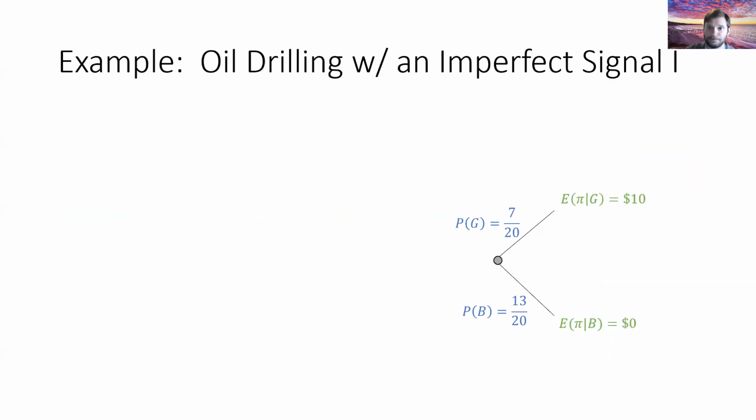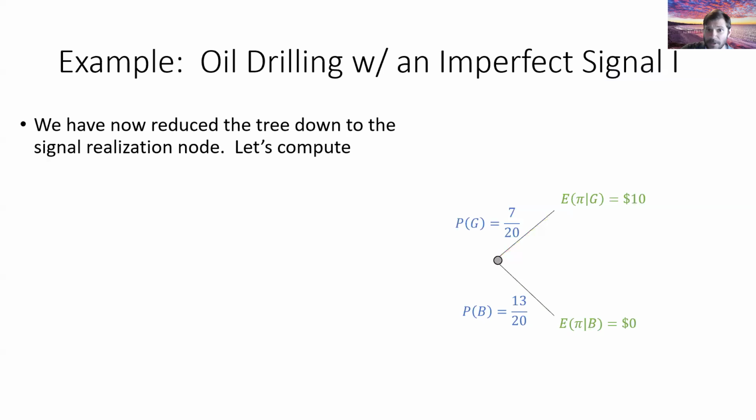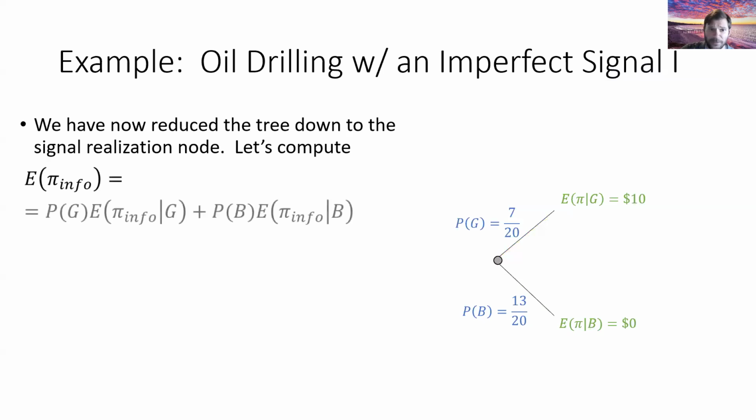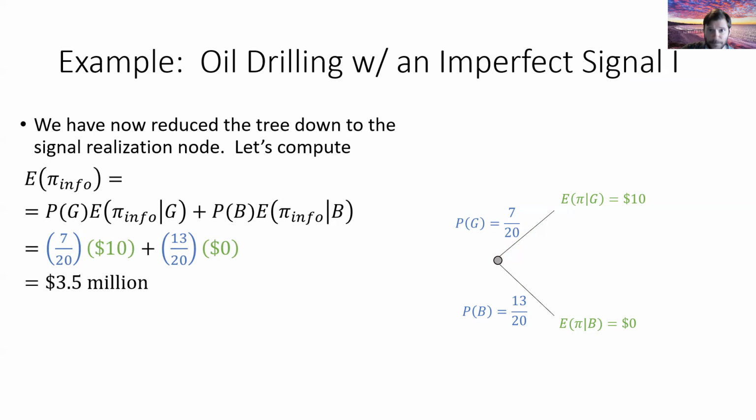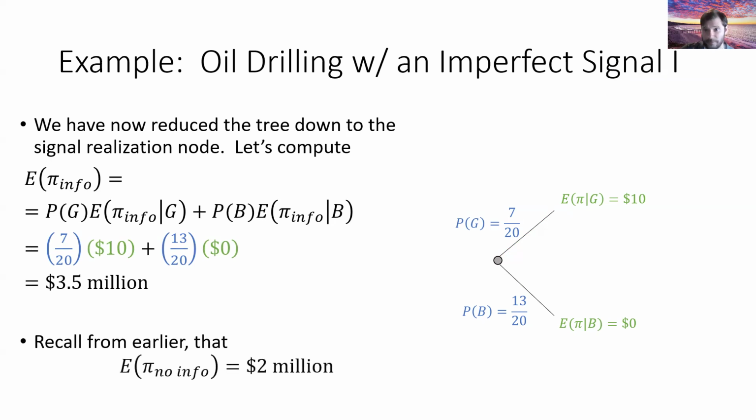And here we are. To compute the expected profit from using the information, we want to weight the $10 payoff by 7/20 and the $0 payoff by 13/20. The expected profit from using the information then comes out to right around $3.5 million. Recall from a few segments ago that the profit on average without the geologist, with no information, was $2 million.